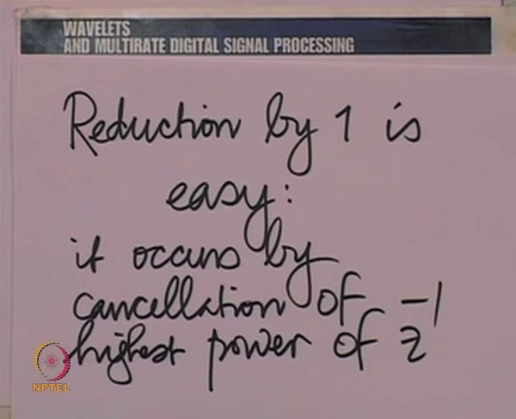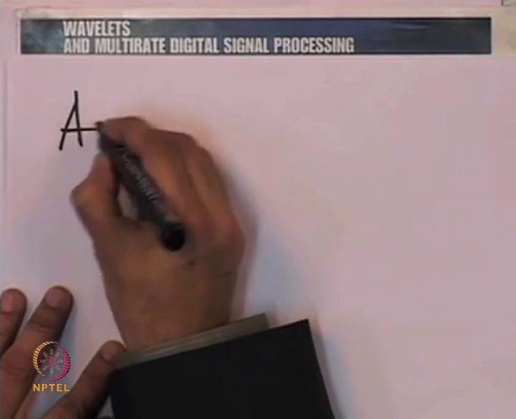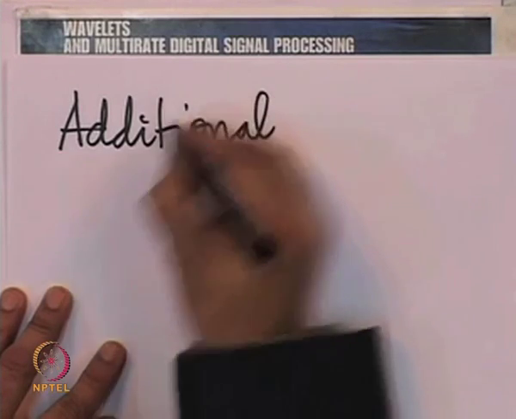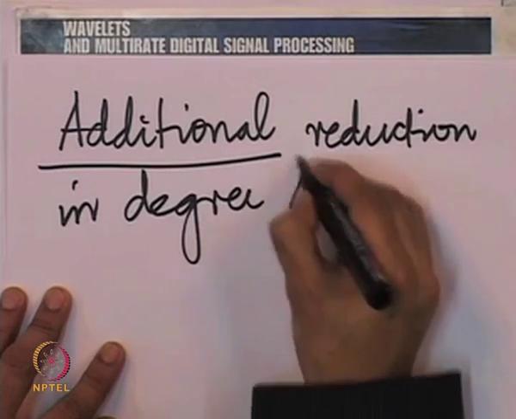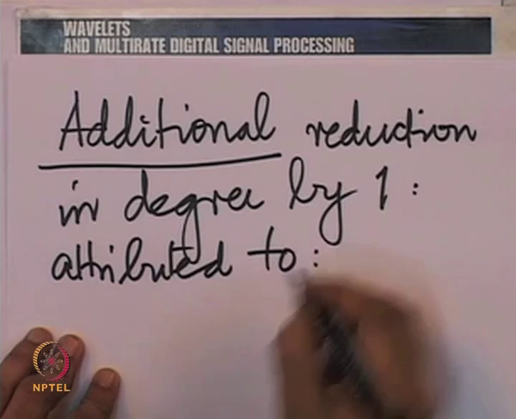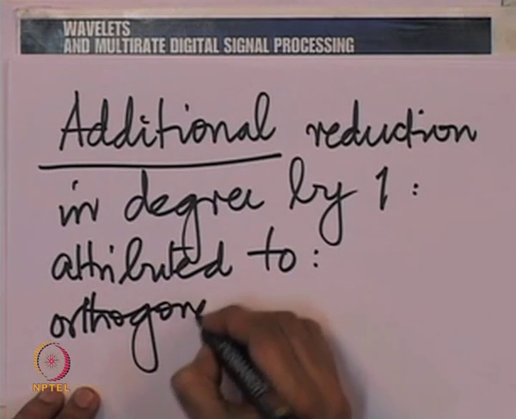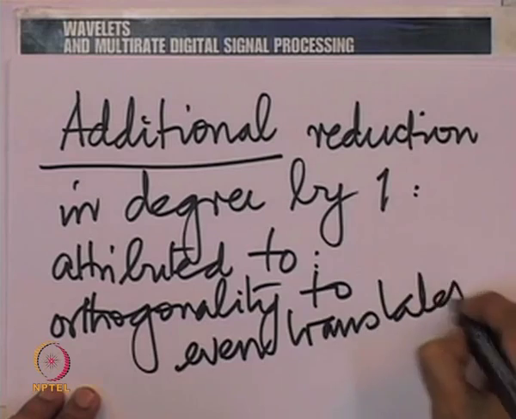But the additional one step reduction in degree by 1 is attributed to orthogonality to even translates. This is a very important observation. This is where the orthogonality of the filter bank comes into play. Were it not an orthogonal filter bank that we were talking about, we would of course have trouble in getting this additional reduction of degree.